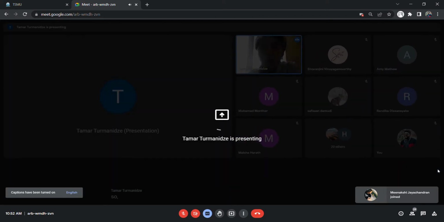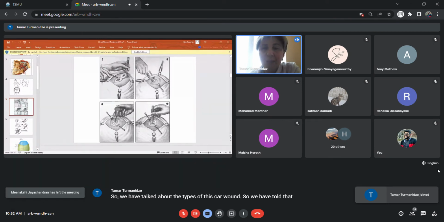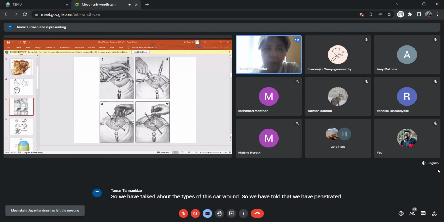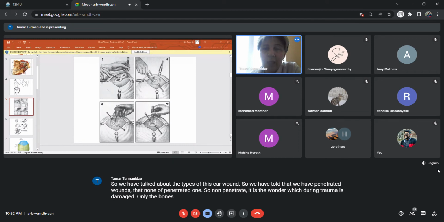So we have talked about the types of the skull wounds. We have told that we have penetrated wounds and non-penetrated wounds. Non-penetrated is the wound in which, during trauma, only the bones of the skull are damaged.